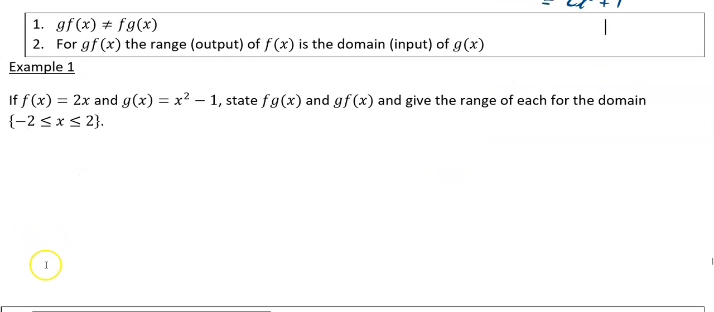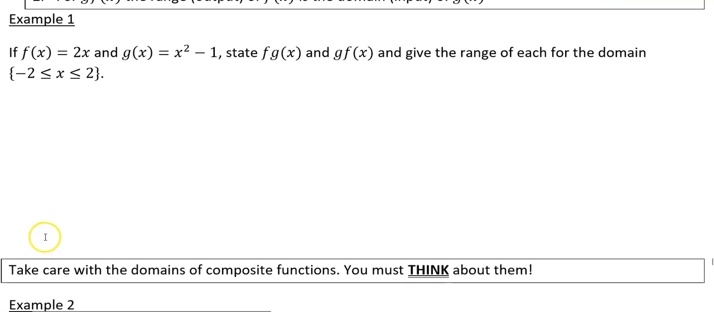Okay, right, we're going to look at three examples in this. Example 1 says if f of x is equal to 2x and g of x is equal to x squared minus 1, state f g of x.